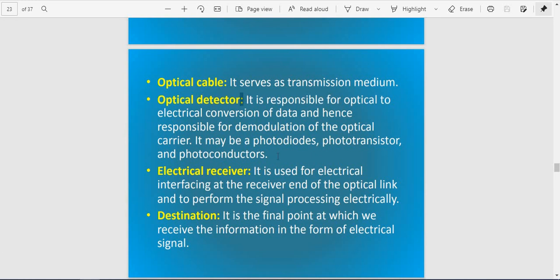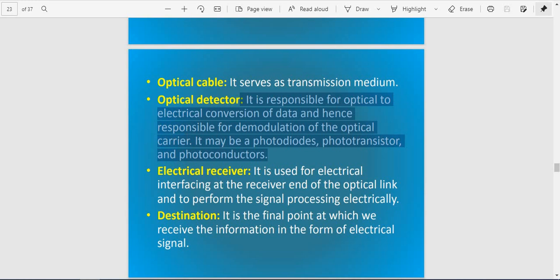Likewise, the next part in our optical fiber communication system is the optical detectors. What are optical detectors all about? Optical detectors are responsible for the optical to electrical conversion of data. Like we have seen in your DSP classes, the A to D converter and D to A converter. A to D takes analog input and converts it into digital output. D to A takes digital input and converts it into analog output. Likewise, optical detectors convert optical data into electrical data.